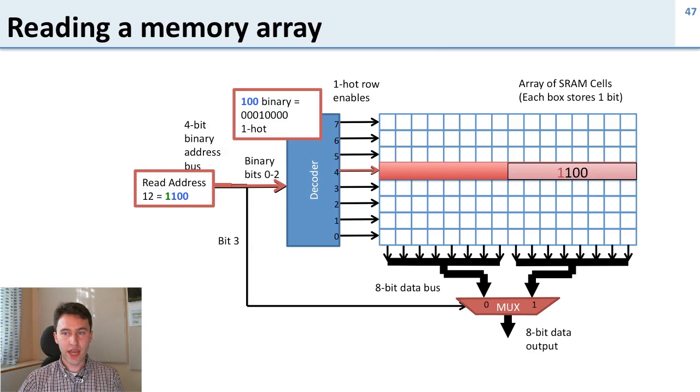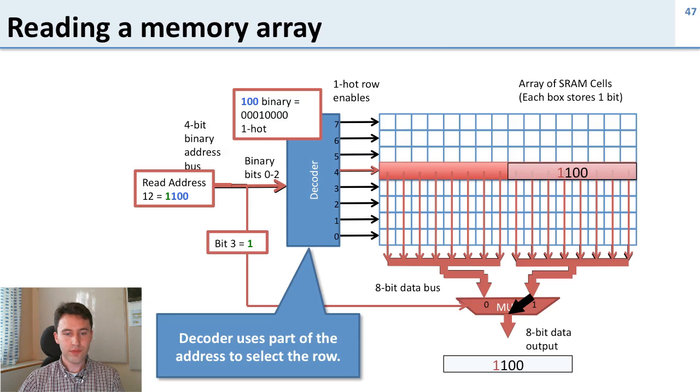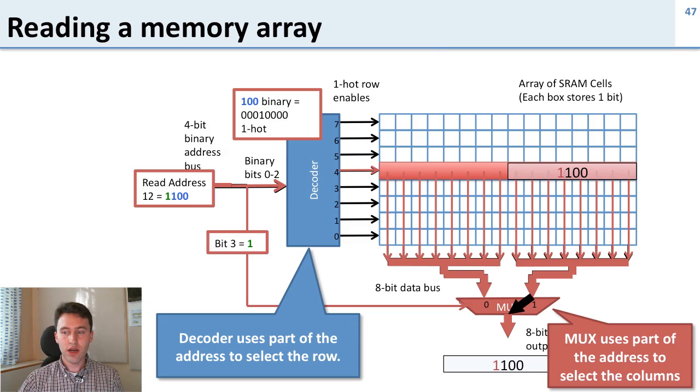So row 4 is activated, the whole row reads out its value, and then we get both of these going into the mux. But now we need to choose the right one for our output. So now we take bit 3 of the address, and that tells the mux which side to use. Should it use input 0 or 1? And we choose the correct one, and we get our output data. So the decoder was using part of the address to select the row, and the mux was using part of the address to select the columns.